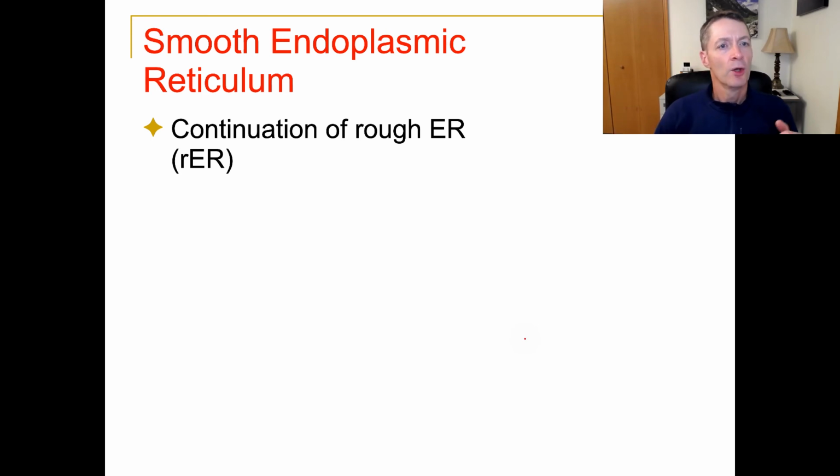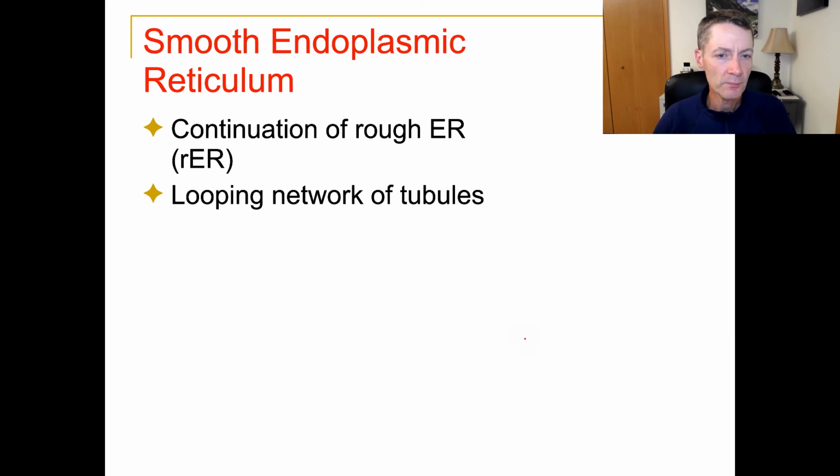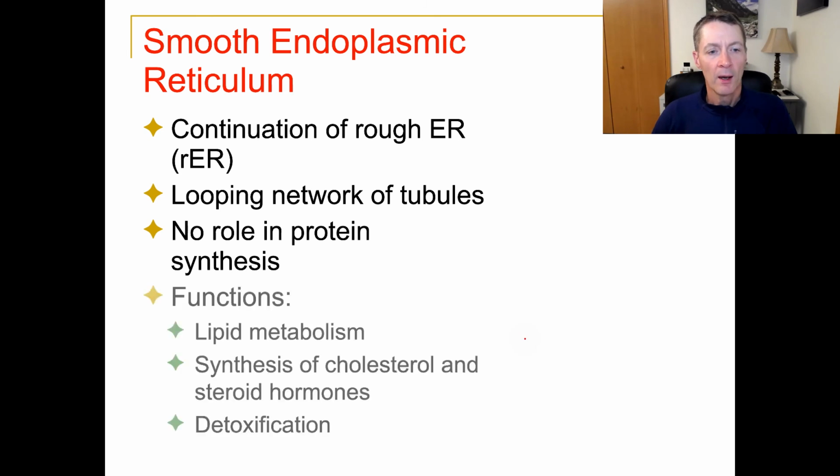Okay. Smooth endoplasmic reticulum, well, this would be a labyrinth of membranes that actually have nothing to do with protein synthesis. They're not rough, so they don't have those ribosomes attached, right? But this kind of labyrinth of tubules or membranes will play a role in many other functions that have to do with lipids and detoxification.